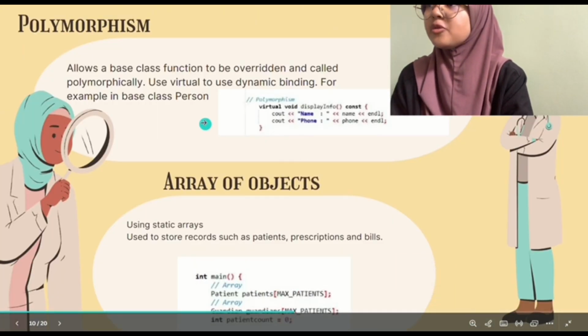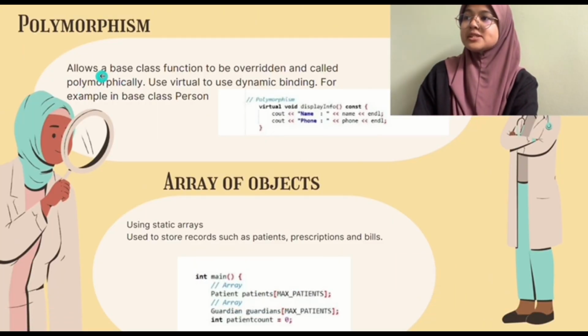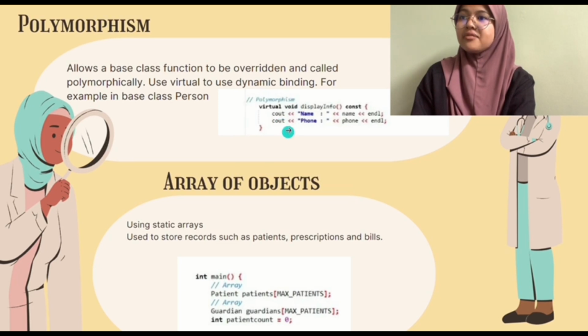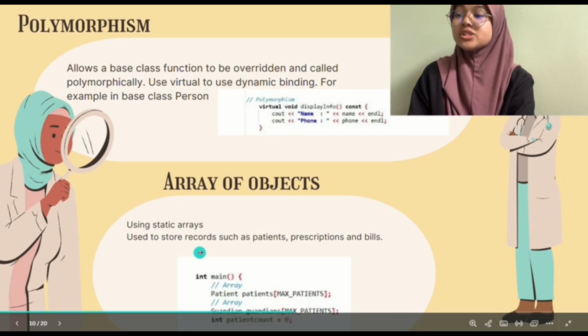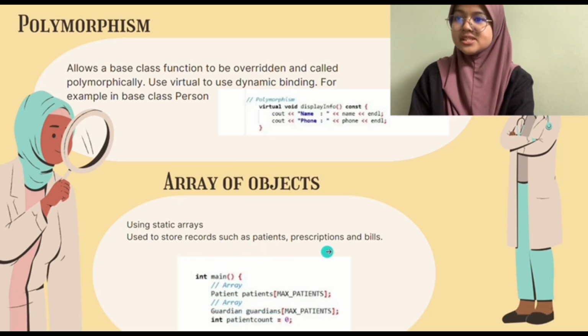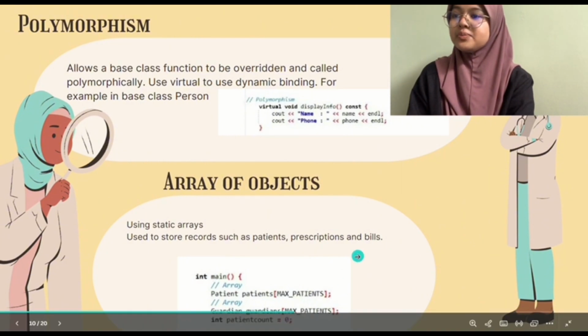Next, polymorphism. Polymorphism allows a base class function to be overridden and called polymorphically. It uses virtual to use dynamic binding. For example, in our base class person, here we have void display info. Then, array of objects. We use static arrays to store records such as patients, prescriptions, and bills. So we put our arrays in our int main.